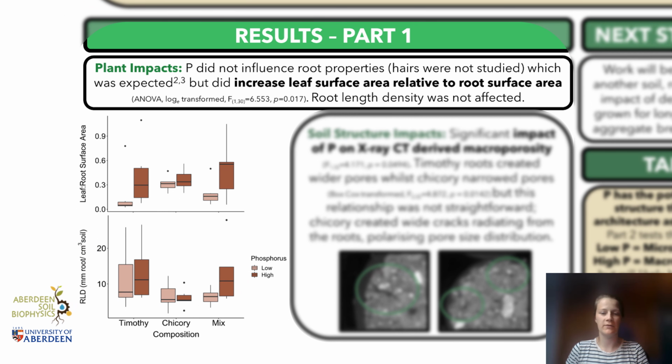From the first part, we confirmed our expectations from the literature that phosphorus had a limited impact on root architecture of the two species, but that there was still a response in leaf area. All compositions increased their leaf area relative to their root surface area. There were indications that root length density was greater in the mixed compositions with phosphorus application, but this wasn't significant. But this will be of great interest once we move on to the next stage and work with older plants. There were no significant drying effects of the plants at this size, though.